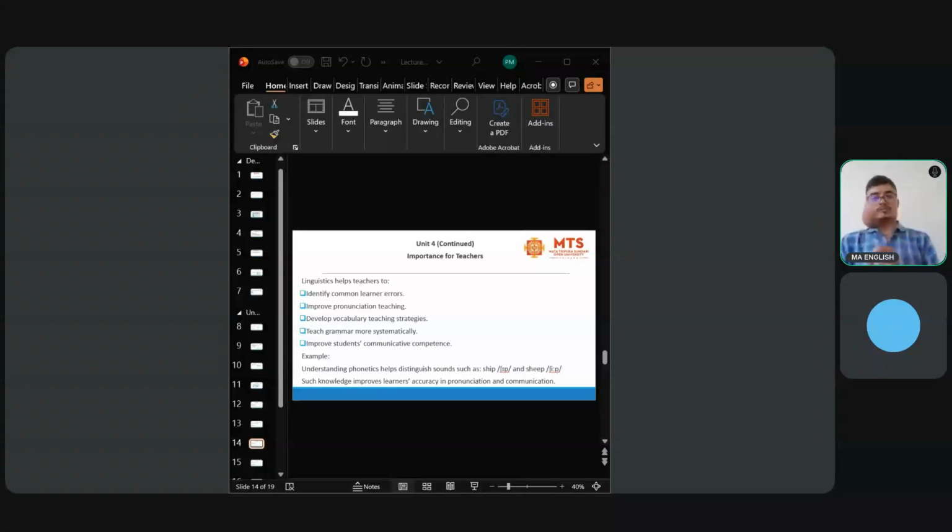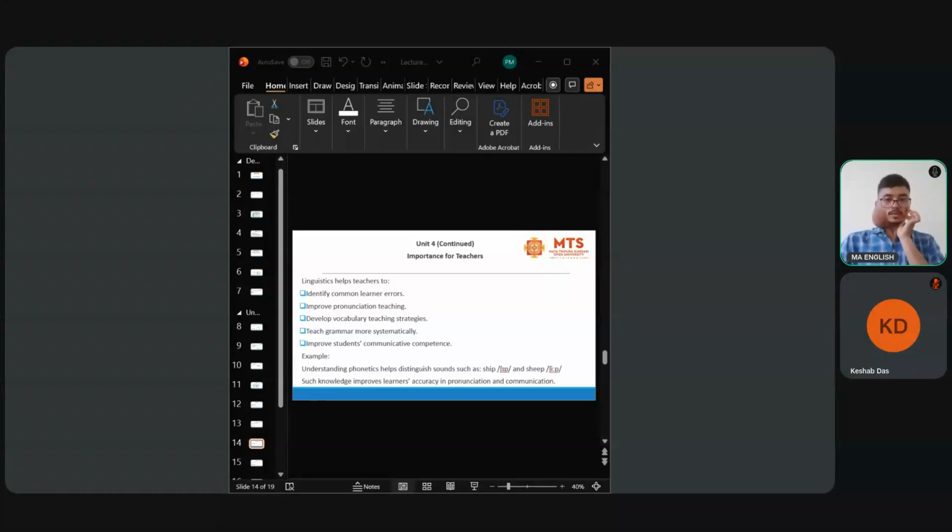So a teacher who understands phonetics, there is phonetics and phonology, these are the branches of linguistics, can explain the difference precisely. The vowel in ship is short and lax, right? While the vowel in sheep is long and tense. So they can demonstrate the correct mouth position, right? And give students practice distinguishing and producing both sounds. This is exactly the kind of practical benefit that linguistics knowledge brings to the classroom.